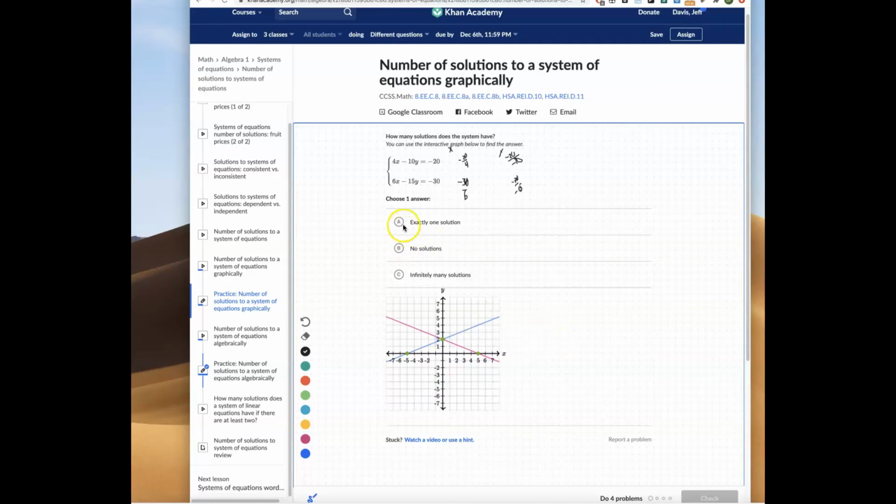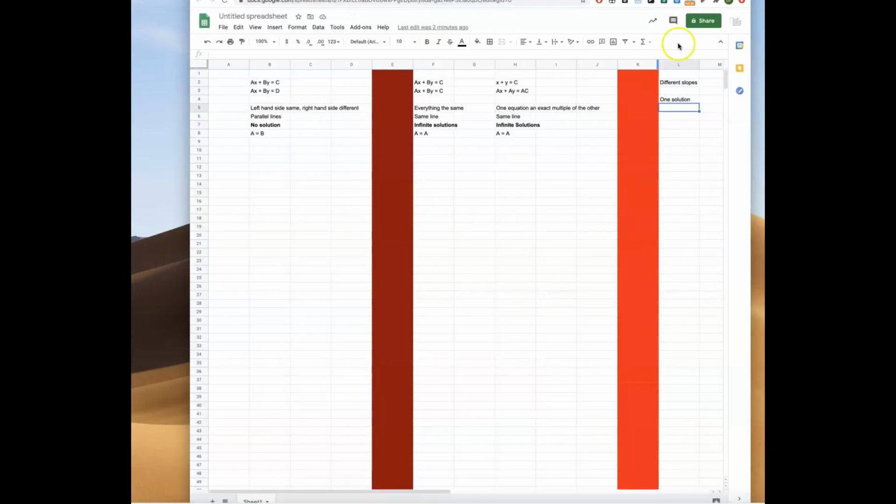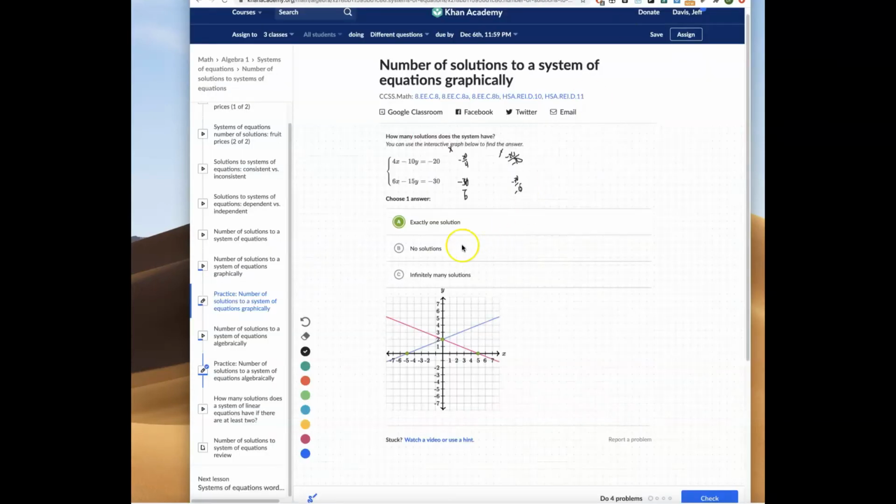Anyway, so my y-intercept here is 2. And there we go. They're crossed exactly once. And if you work this out, they would have different slopes like we talked about. So different slopes means one solution.